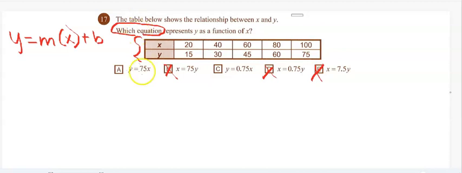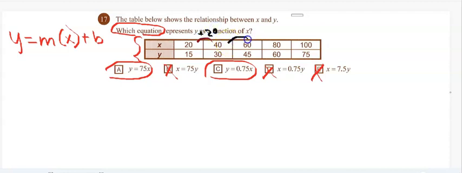All right, let's go find the slope. The beautiful thing is that both of the answers they gave you don't have a y-intercept. There's no b, so you don't have to go find b. Now let's find the rise and the run. Let's go to the x first. How do I go from 20 to 40? You add 20.